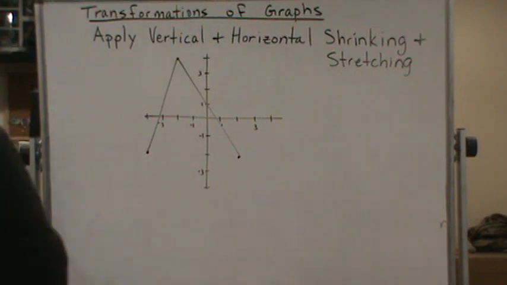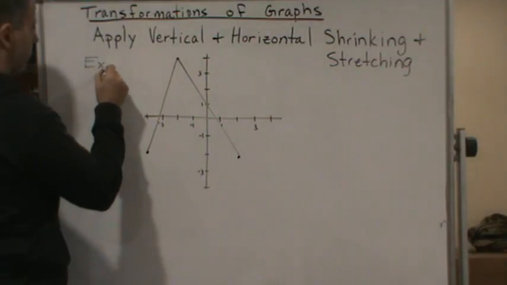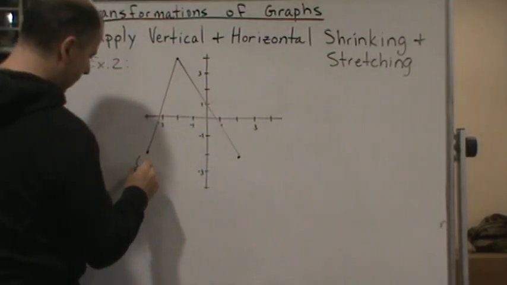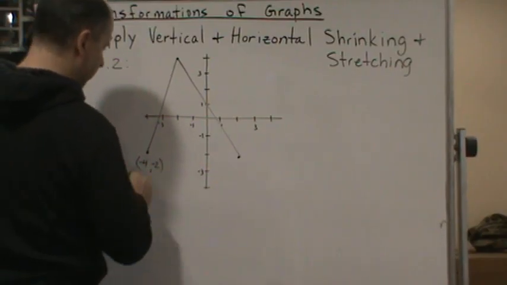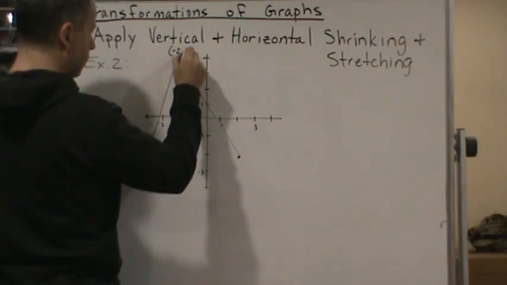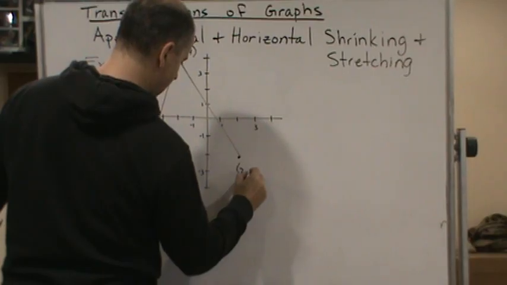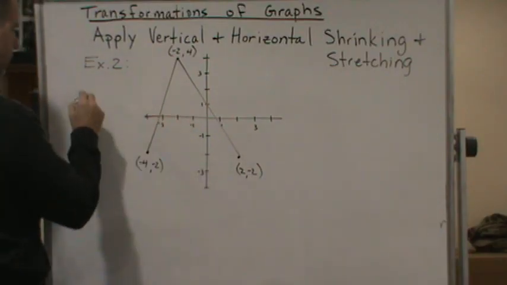All right, let's look at another example here. In this example, we're given this graph, and the points that we have are (-4, -2), (-2, 4), and (2, -2). Okay, and now what we're going to do is plot the transformation of this.